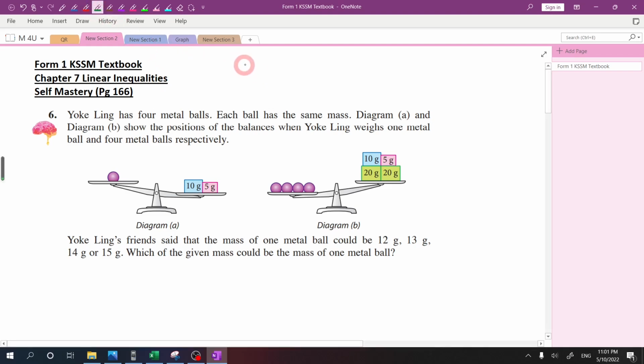Okay, let's say you have these inequalities: x plus 1 is less than or equal to 5, x minus 1 is greater than 6, x over 3 is greater than 2, and 3x is less than or equal to 6. How do we solve these inequalities? The way we solve them is the same as solving linear equation.